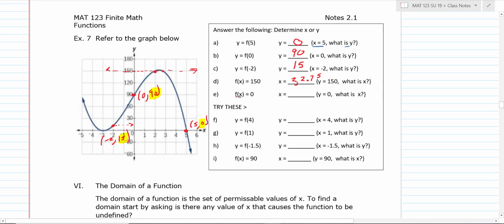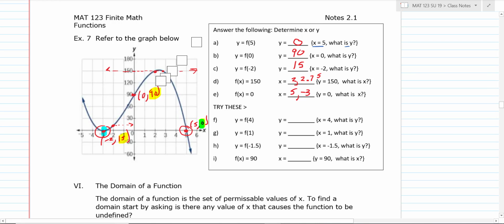Okay, the next problem is saying if f of x is 0, that means if y is 0, what is x? Here's what you do. Y is 0 in two places on this graph. There's this place and there's this place. So what are those x values? 5 and negative 3. Okay, so that's the idea with that.